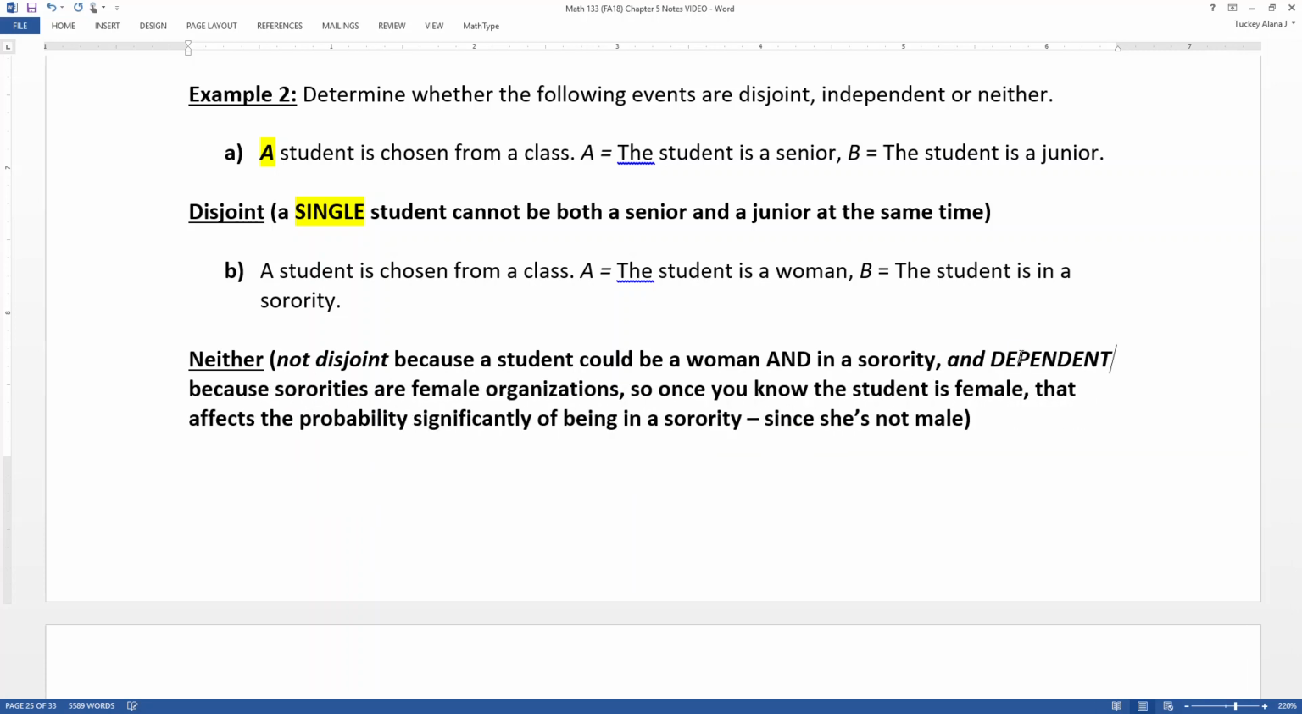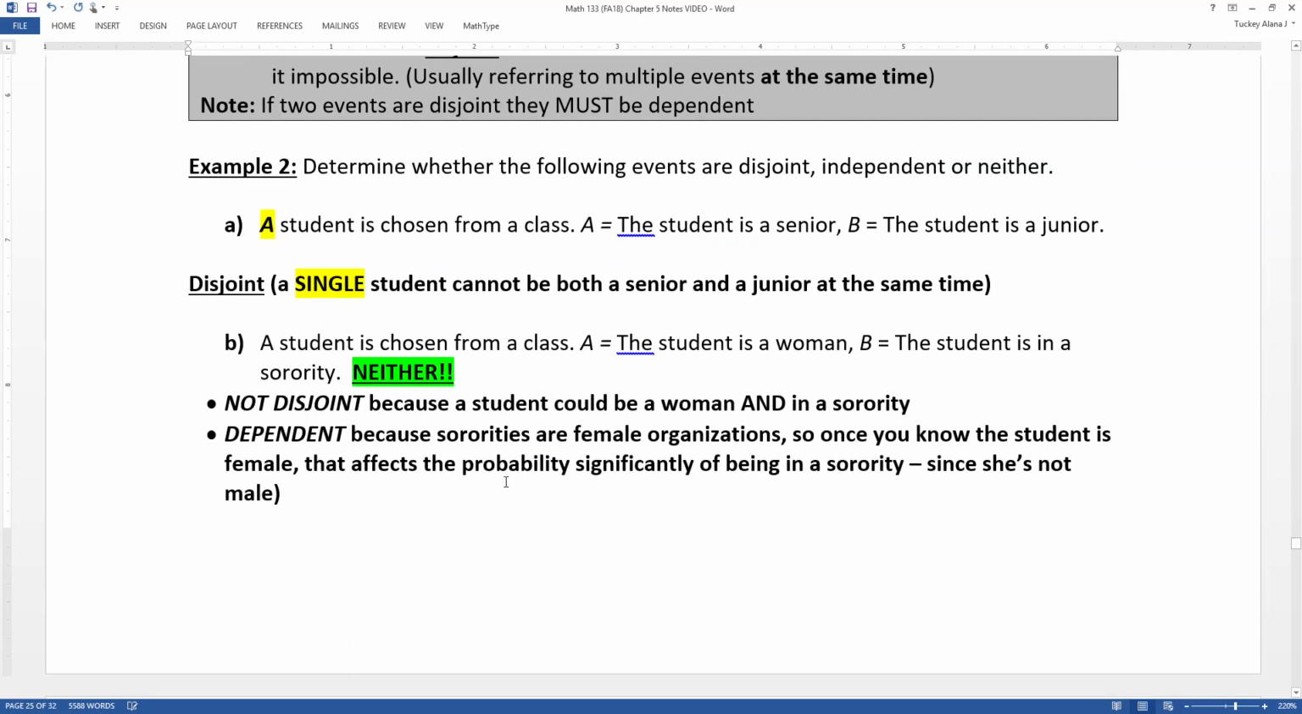Because sororities are female organizations. So once you know the student is female, that affects the probability of them being in the sorority. Now, why does this all matter so much to us?